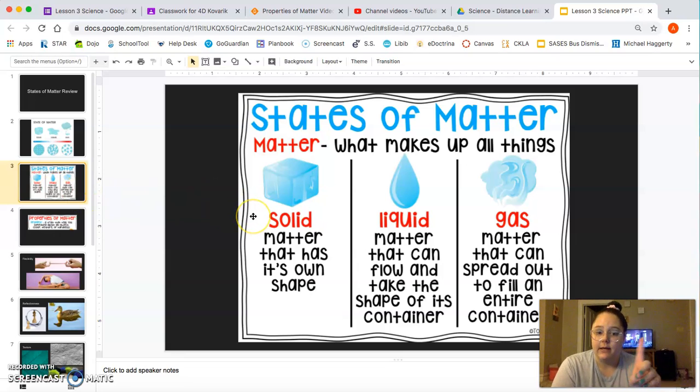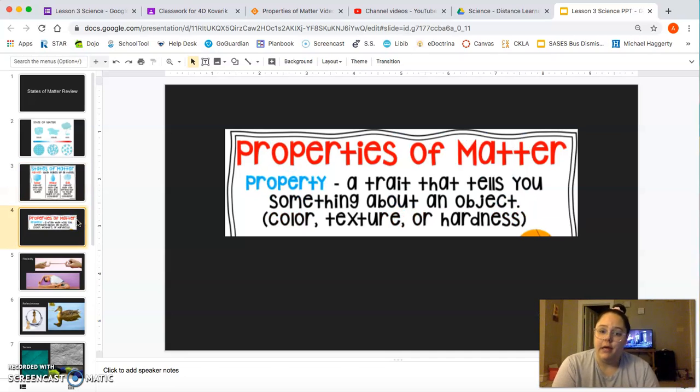So solid: definite volume, definite shape. Liquid: no definite shape, but a definite volume. Gas: no definite volume, no definite shape. The properties of matter. We talked about color and texture. So is it fuzzy? Is it smooth? Is it soft? Hardness. Is it hard like a rock, or is it soft like a sponge or a pillow?